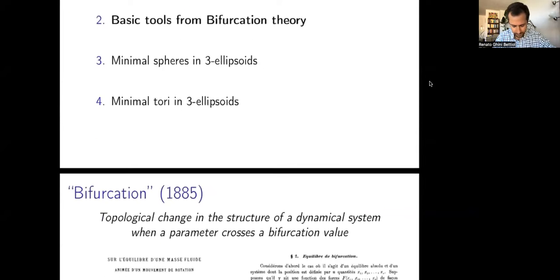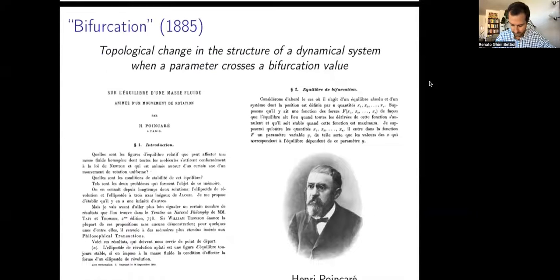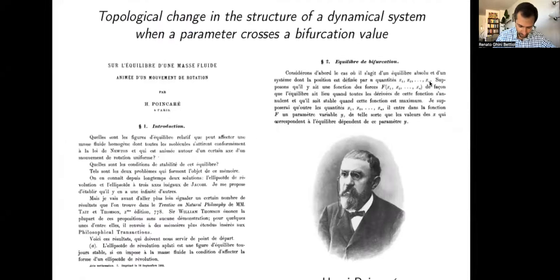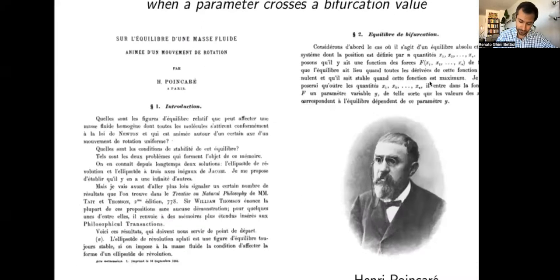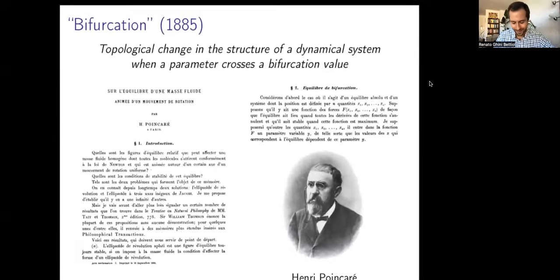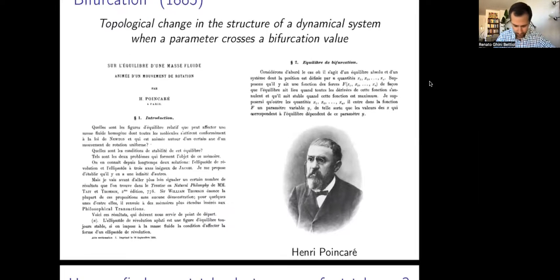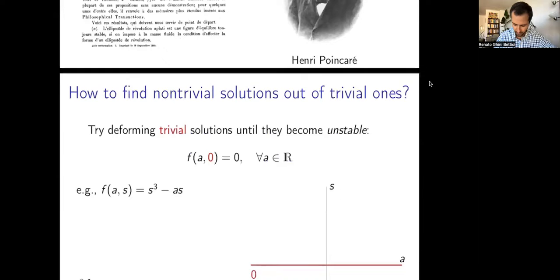So bifurcation, as a mathematical term here, was coined by Poincaré in 1885. And in this very beautiful paper, which I highly recommend reading, it's surprisingly readable perhaps. It's described as a topological change in the structure of the dynamical system when a parameter crosses a bifurcation value. So for us in this talk, I want to focus on the following type of problem.